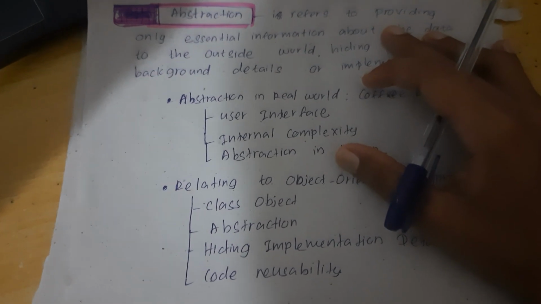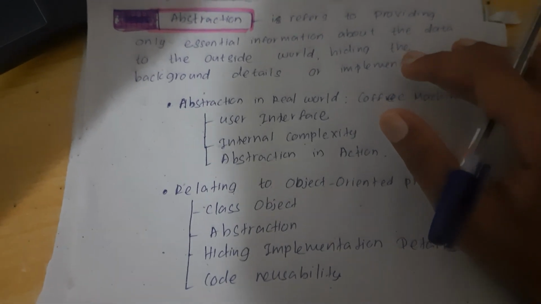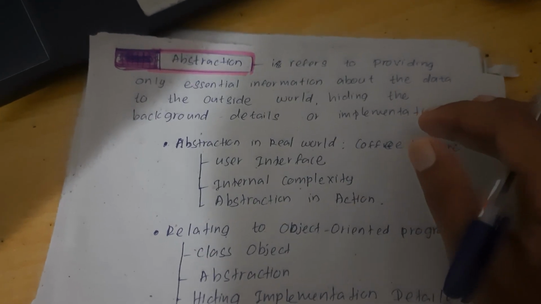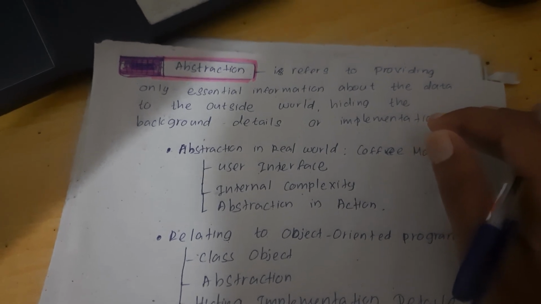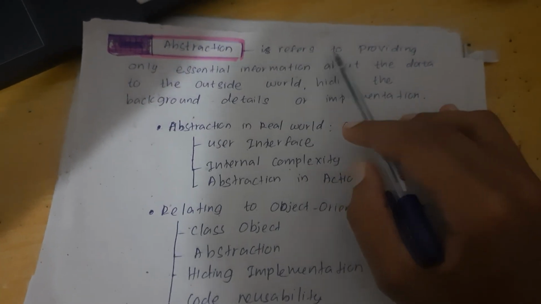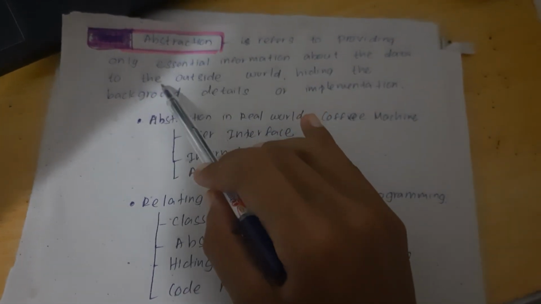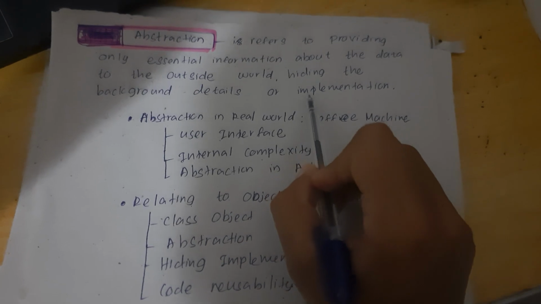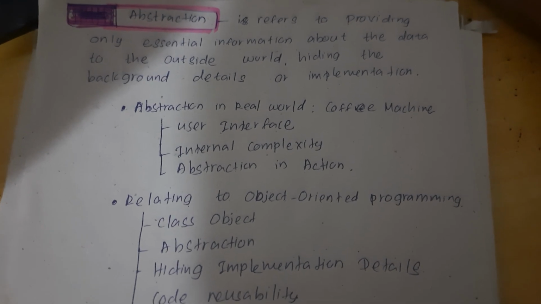Abstraction in object-oriented programming is all about focusing on the what and hiding the how of things. It's like using a remote control for your TV. You press the button and the TV performs the action without you needing to know the complex internal working of the electronics. Note that abstraction refers to providing only essential information about the data to the outside world, hiding the background detail or implementation.